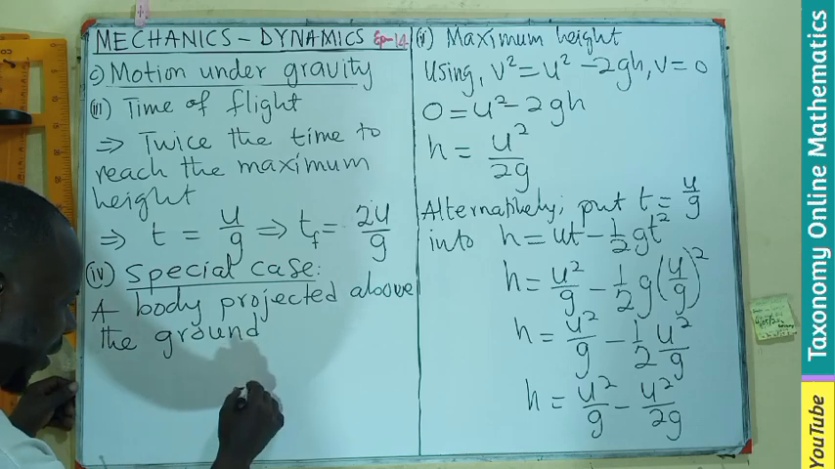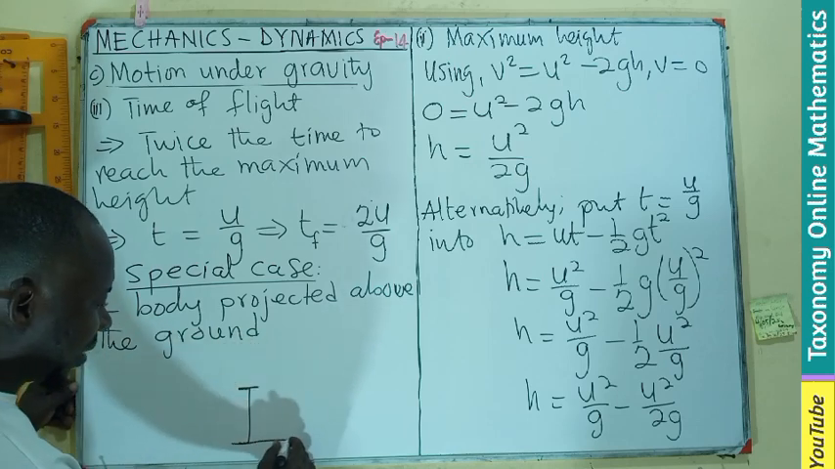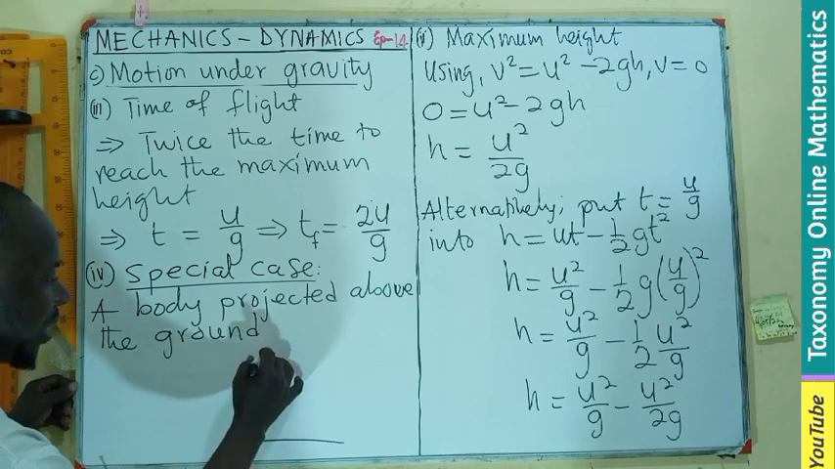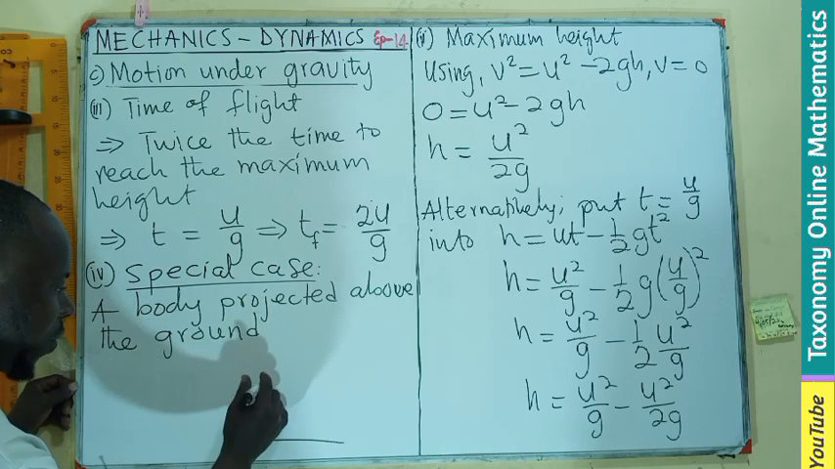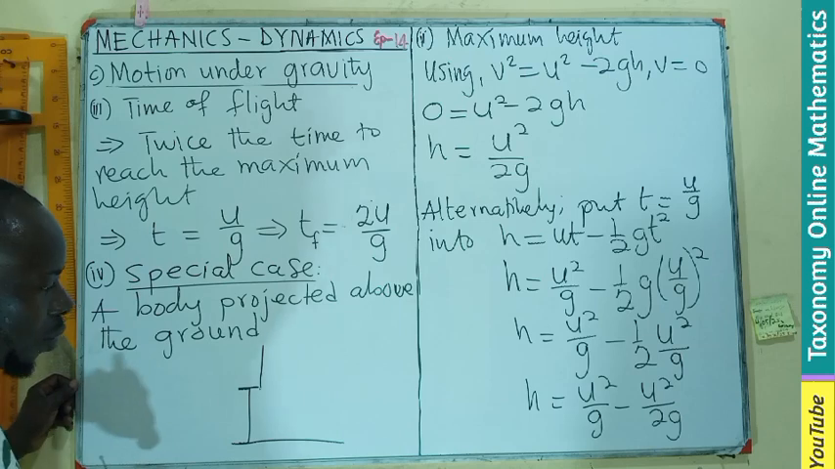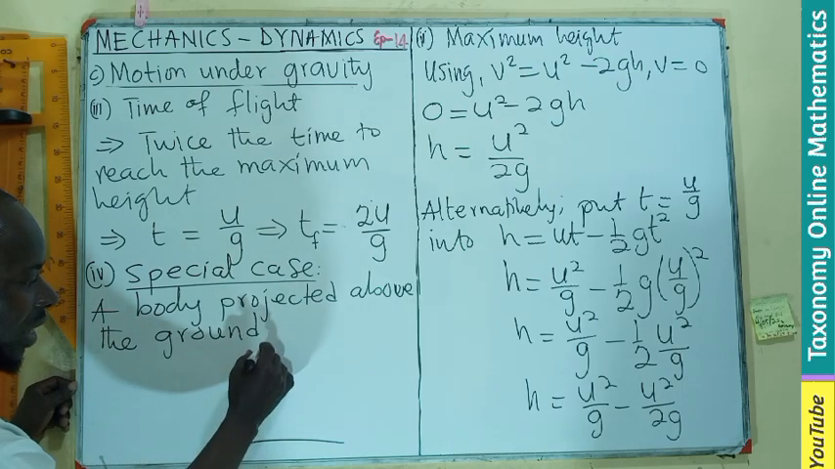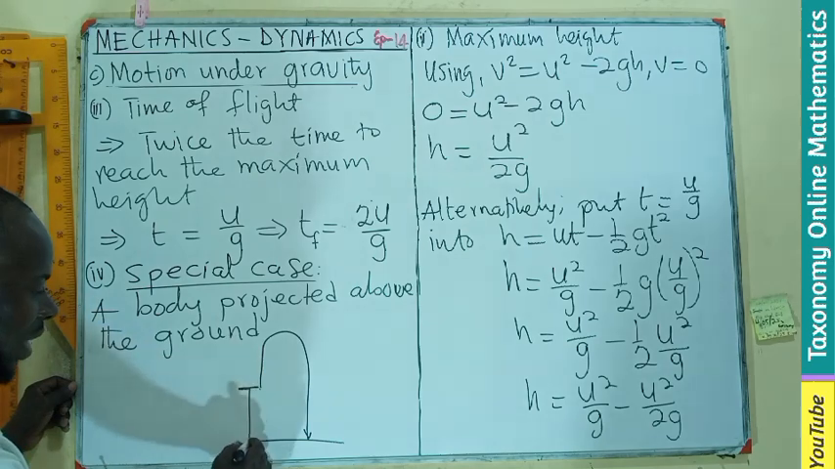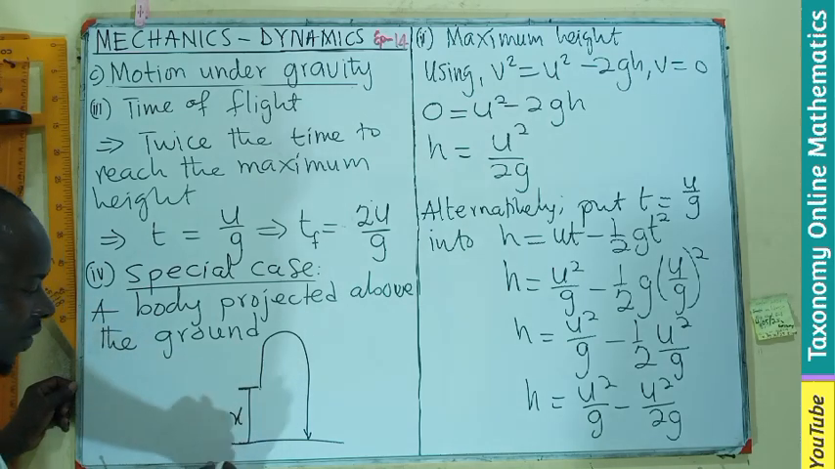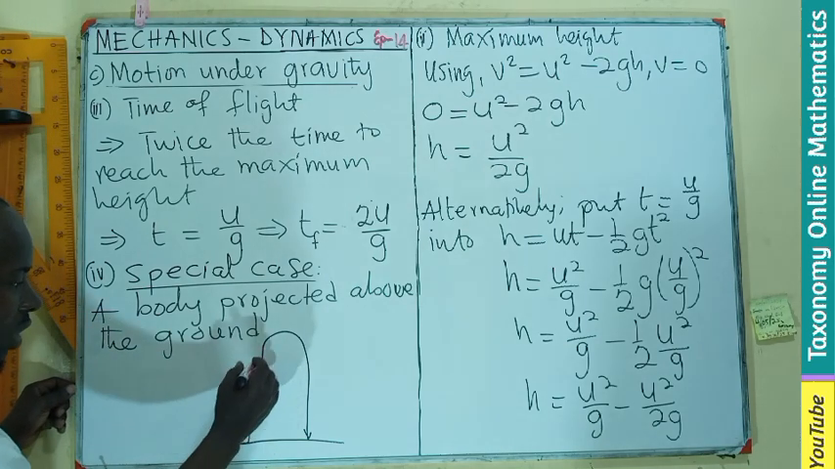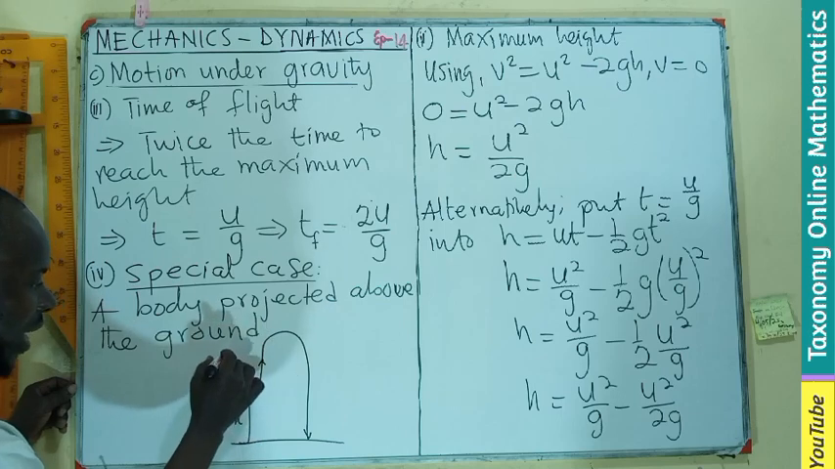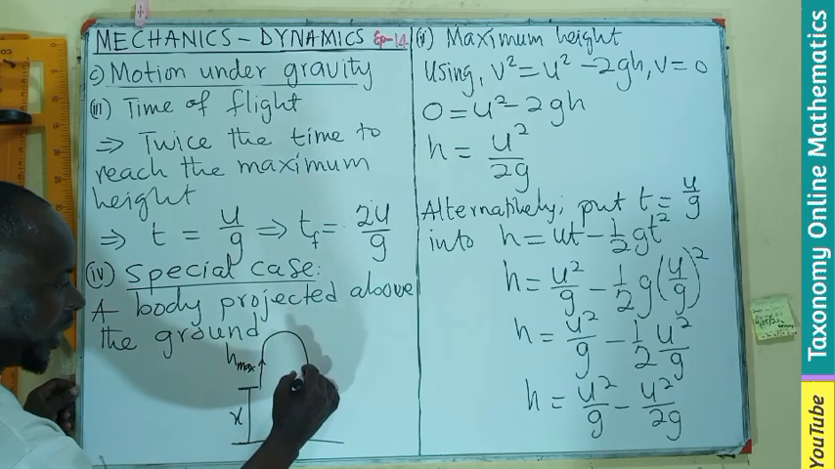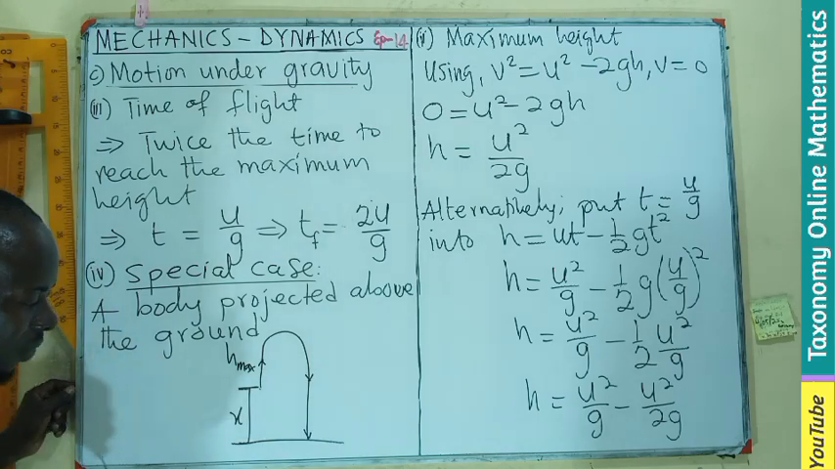Then we have a ground. Let me just say this is the ground. Then the body is projected from here upward. So when the body is projected, remember it will fall back. So if from here to here is labeled as what? X, the distance from the ground to here. Then from here to here is labeled as what? Maximum height. The body is going to come down as it is falling.